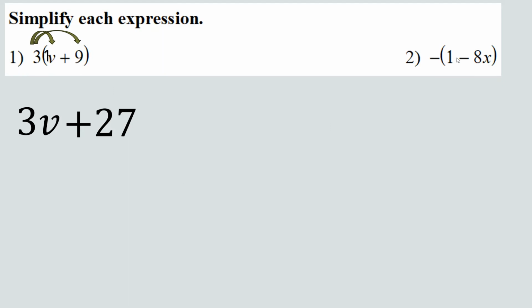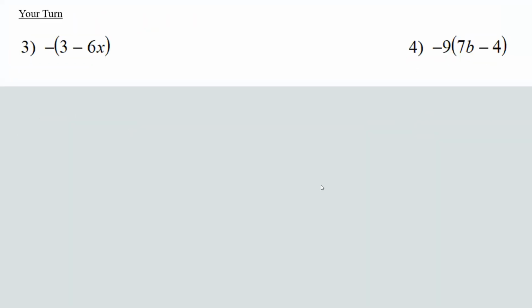Okay? Next move, again, -1. That negative right there has a 1 with it. So -1 times 1 is -1. -1 times -8 is a positive 8. So that turns into a positive 8x. Okay? Write it down. Pause the video if you need to. Next move, here we go. Oh, it's your turn. Go ahead. Pause the video. Try those.